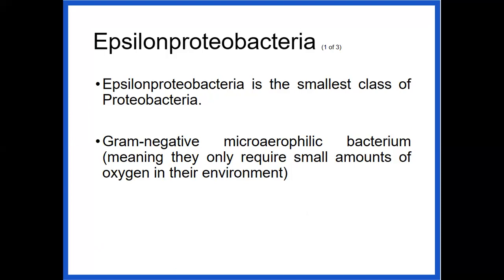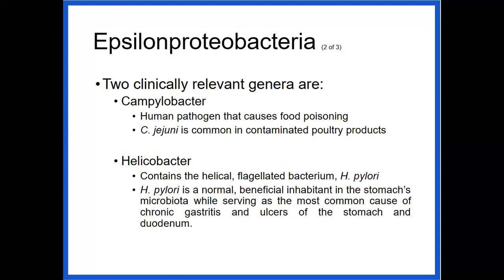Epsilon Proteobacteria, the smallest class of Proteobacteria. So here you have microaerophilic. So ibig sabihin konti lang kailangan ng oxygen. You have here Campylobacter. So this is a human pathogen that causes food poisoning. So C. jejuni is common in contaminated poultry products.